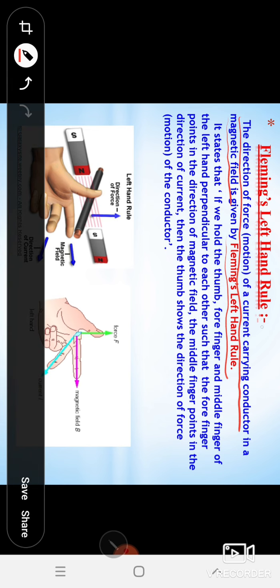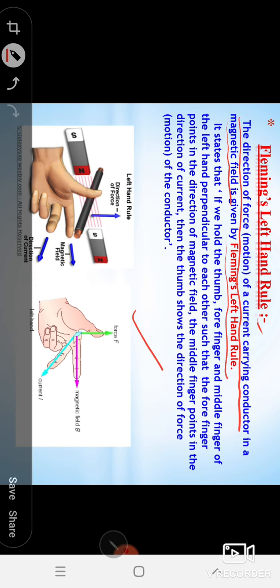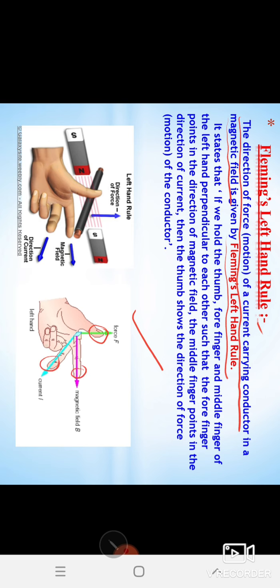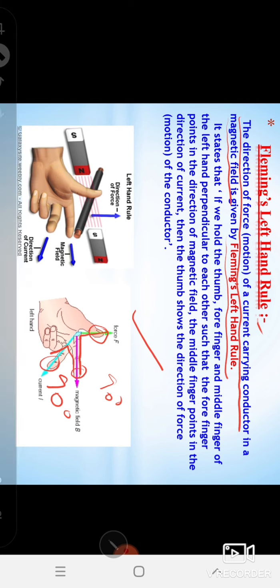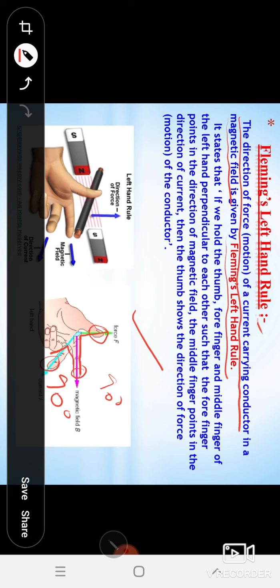The statement of this left hand rule is very important. For this you should hold your left hand and stretch it as shown in this diagram. Stretch the thumb, the forefinger and the middle finger such that the angle between each pair of fingers is equal to 90 degrees. That means the thumb, the forefinger and the middle finger are always mutually perpendicular to each other.